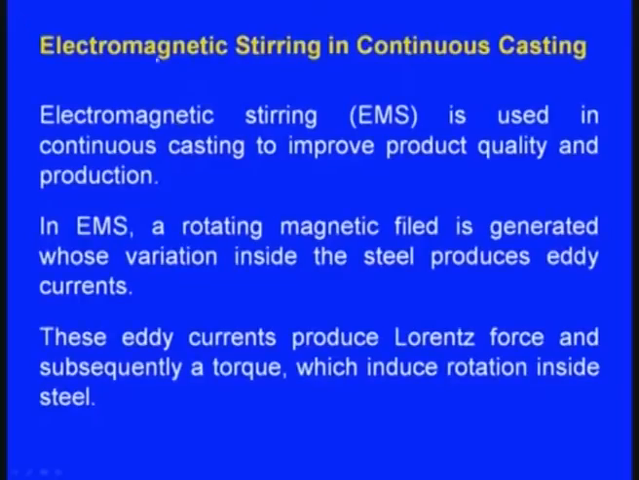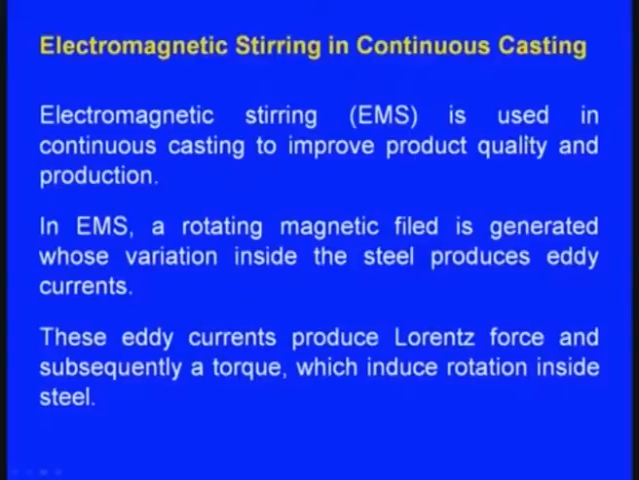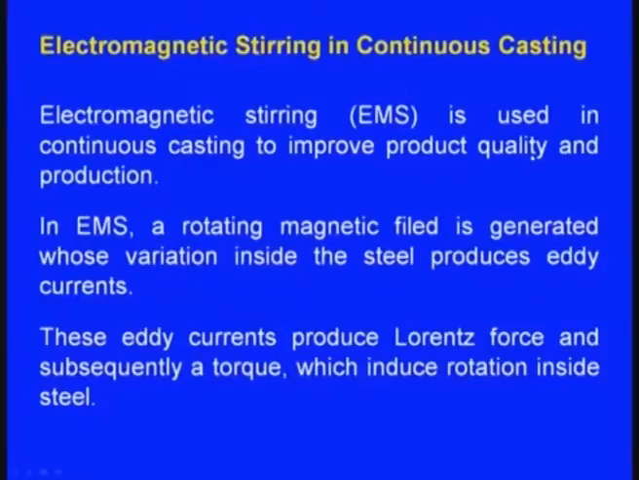Next one, let us see the advances in the continuous casting process. The most important advance is electromagnetic stirring, also known as EMS. Electromagnetic stirring is used in continuous casting to improve product quality and production. How? In EMS, a rotating magnetic field is generated whose variation inside steel produces eddy currents. We apply a rotating magnetic field, and because of that eddy currents are produced inside the molten metal.